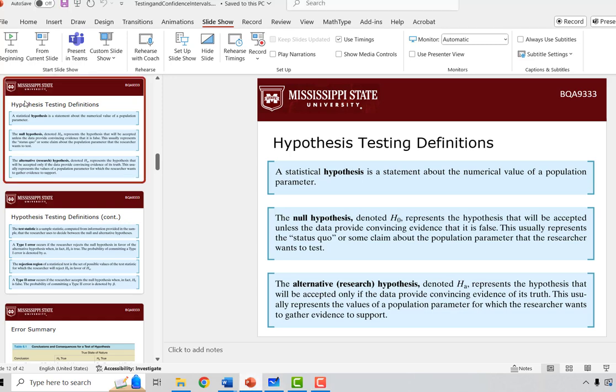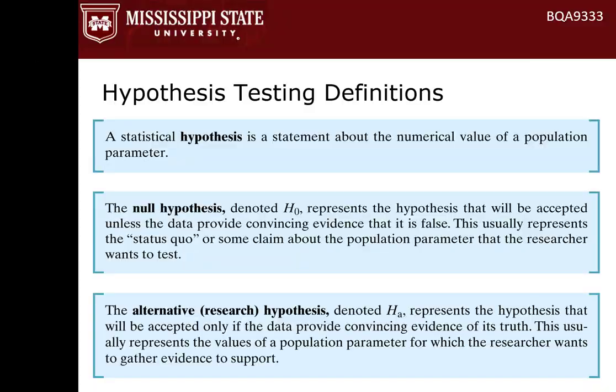Okay, so we're going to start the video on hypothesis testing. And we're going to start off with a few basic definitions about what we're trying to do with hypothesis testing. So we have a null hypothesis, which is the current state of being. And we have an alternative hypothesis, which is what we're trying to prove.